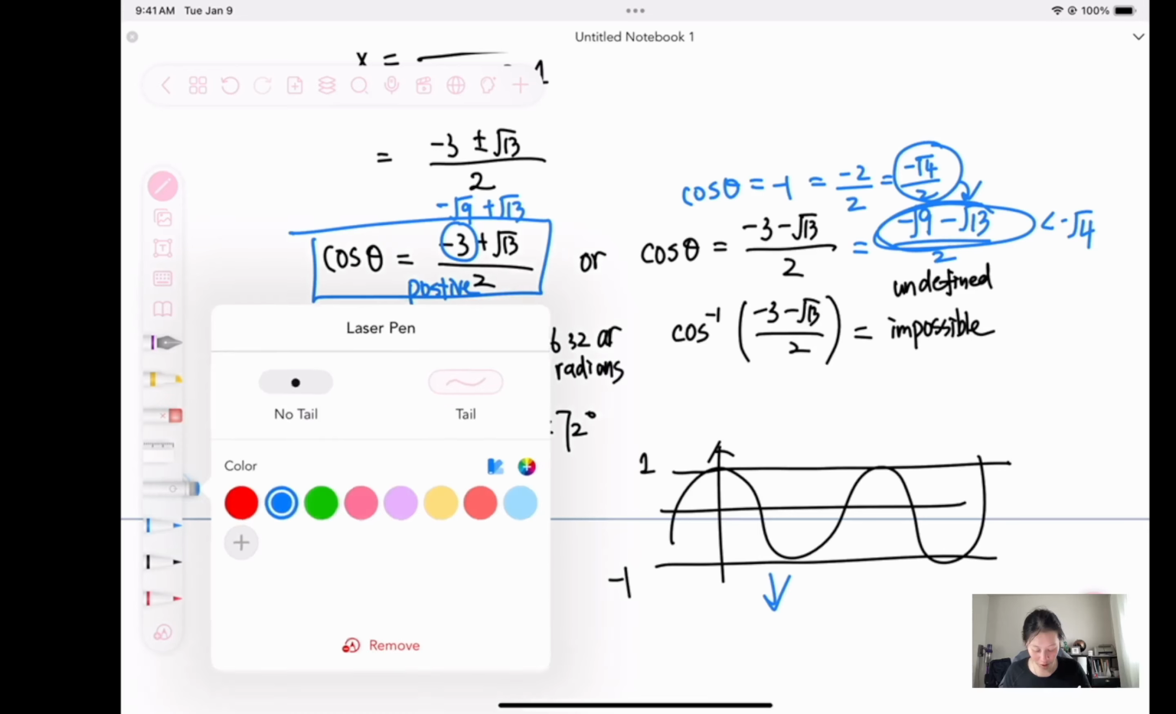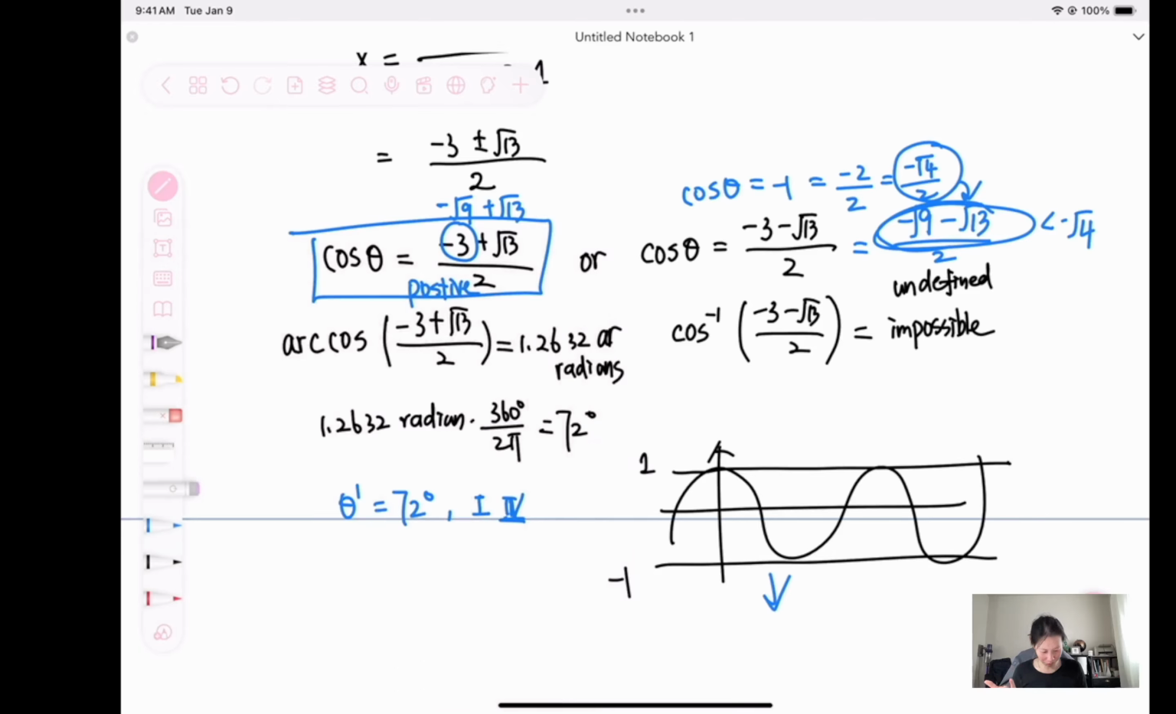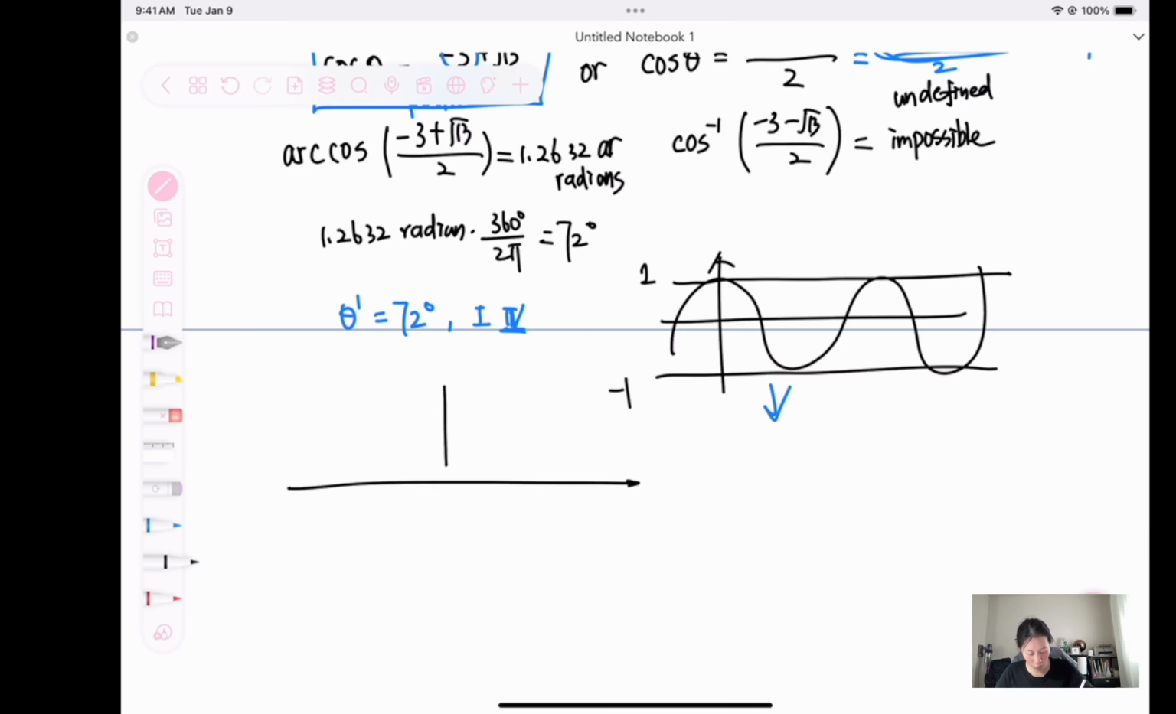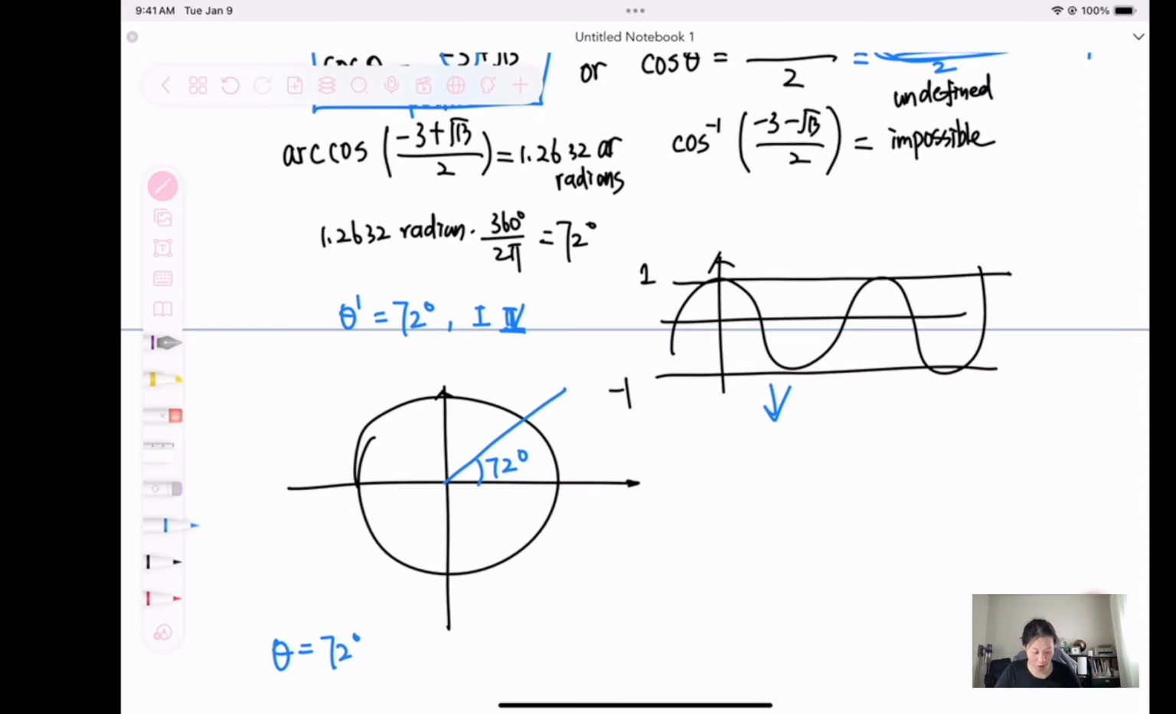Let me change the color of that. Okay, now get back to here. So I know that theta, reference angle, is 72 degrees, and it's going to be in the first and the fourth quadrant because cosine is positive. So that means my unit circle would be in here. First answer, 72 degrees, right? So that means our first solution will be 72 degrees.